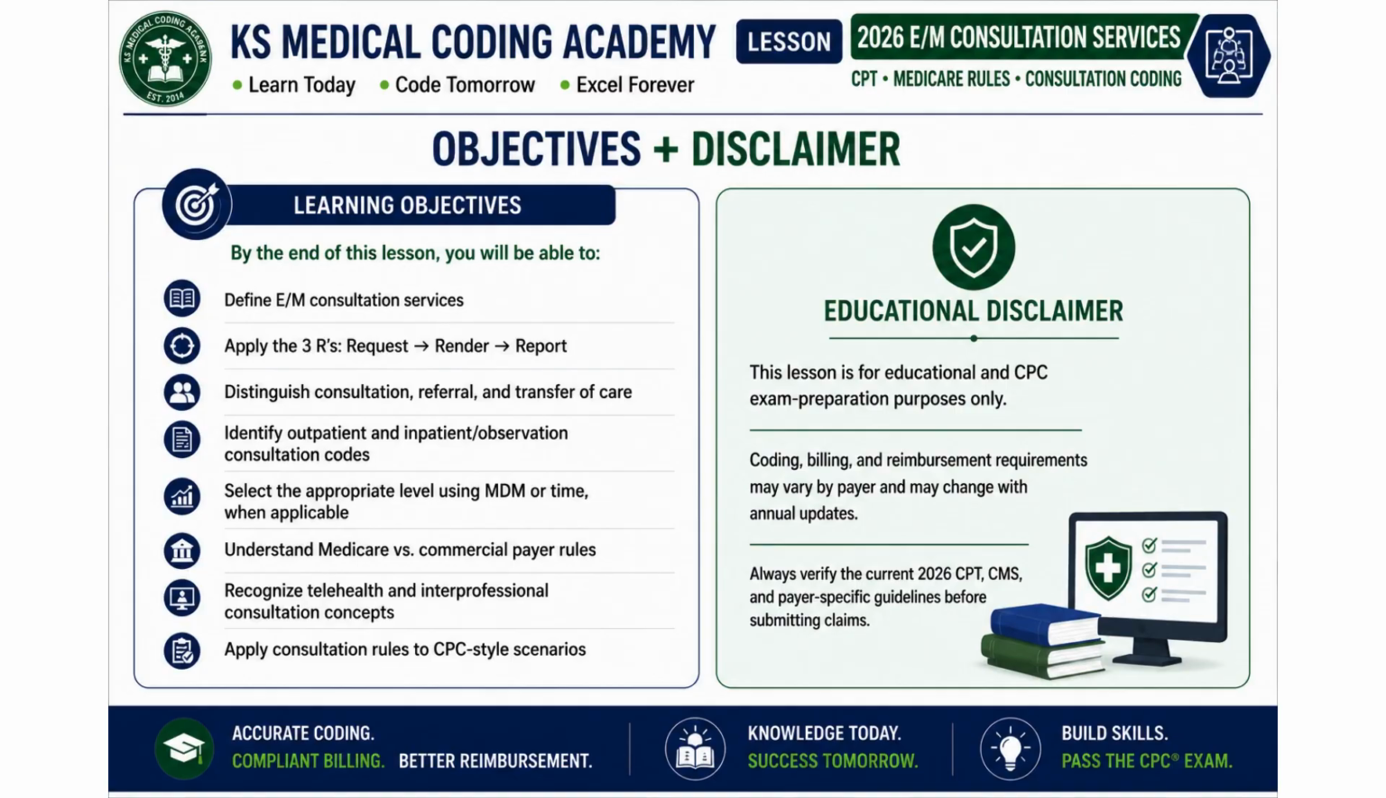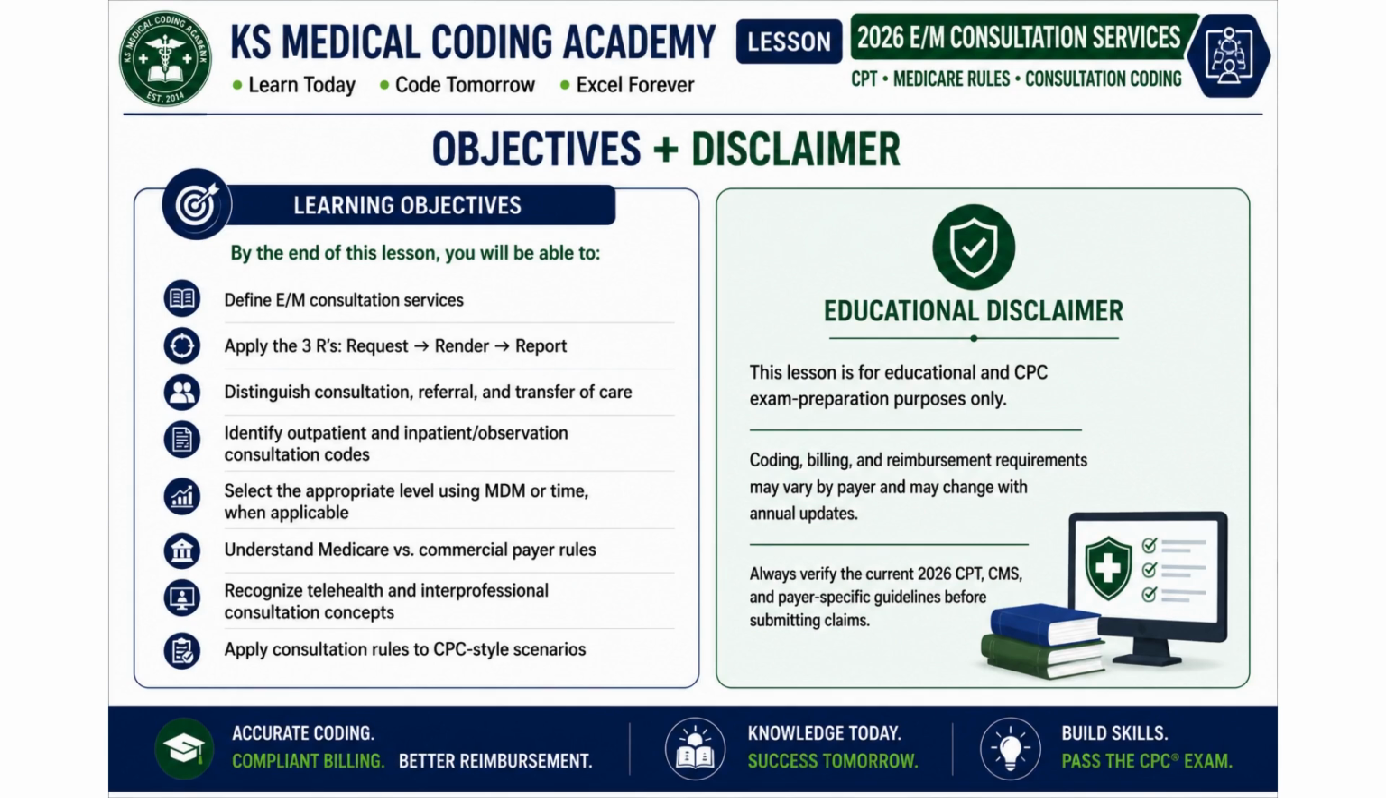In this lesson, we will learn how to identify and code consultation services correctly. We will cover the 3 R's, request, render, and report, and learn how to distinguish a consultation from a referral or transfer of care. We will also review outpatient and inpatient consultation codes, MDM versus time-based selection, Medicare and commercial payer differences, telehealth consultations, and interprofessional consultations. Finally, we will apply these concepts to CPC-style scenarios and common coding traps.